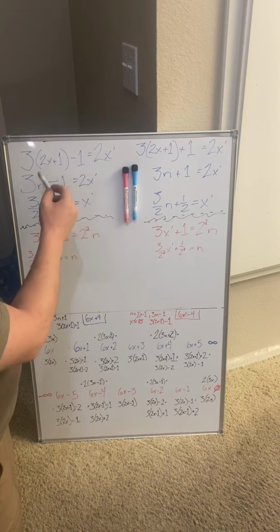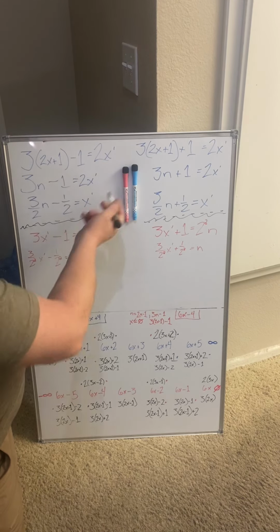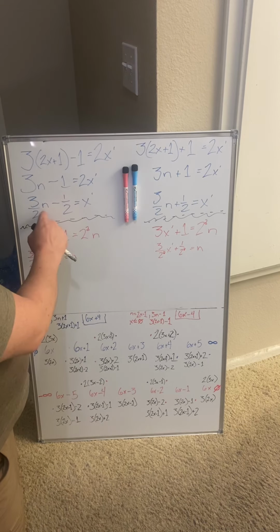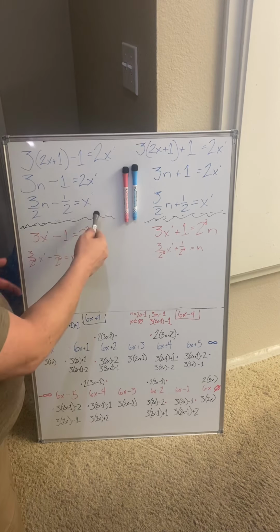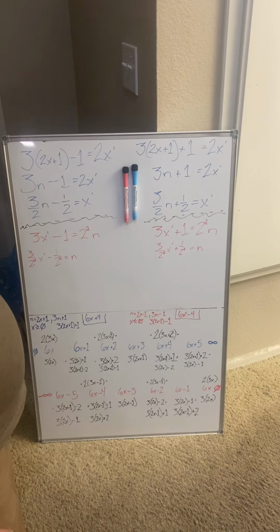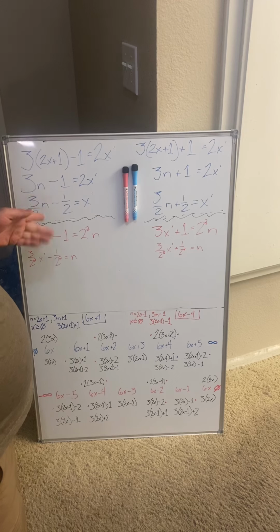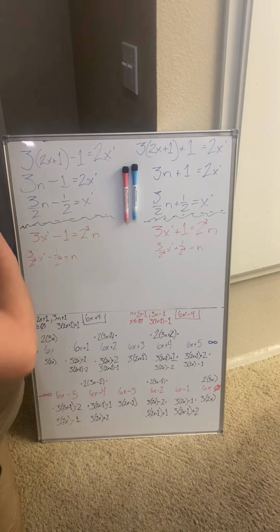So anyhow, you get this 3 times n. We'll just say n is this number. It's going to be odd. Minus 1 is equal to 2x. And you get this: 3 halves times 5 minus a half equals 7. So basically, if 5 were to go in here, you would get 7 as the output.